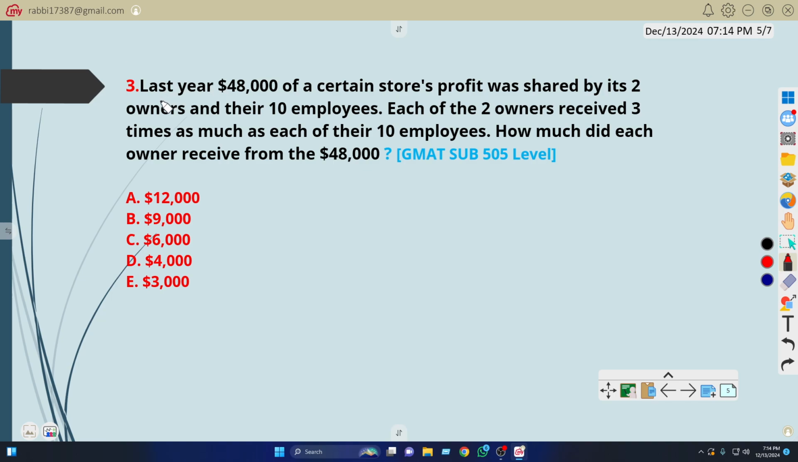Okay, this is the third question. Last year, $48,000 of a certain store's profit was shared by its two owners. There are two owners in the store, and there are 10 employees. Each of the two owners received 3 times as much as each of the 10 employees.